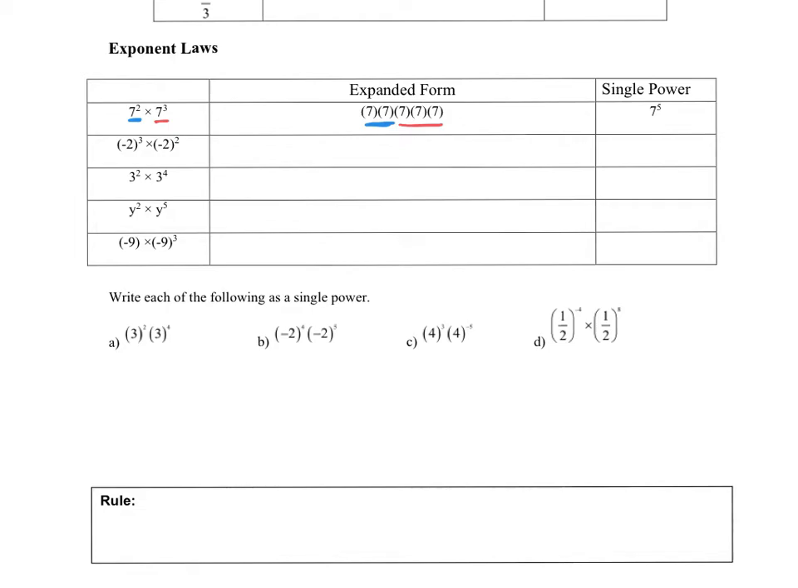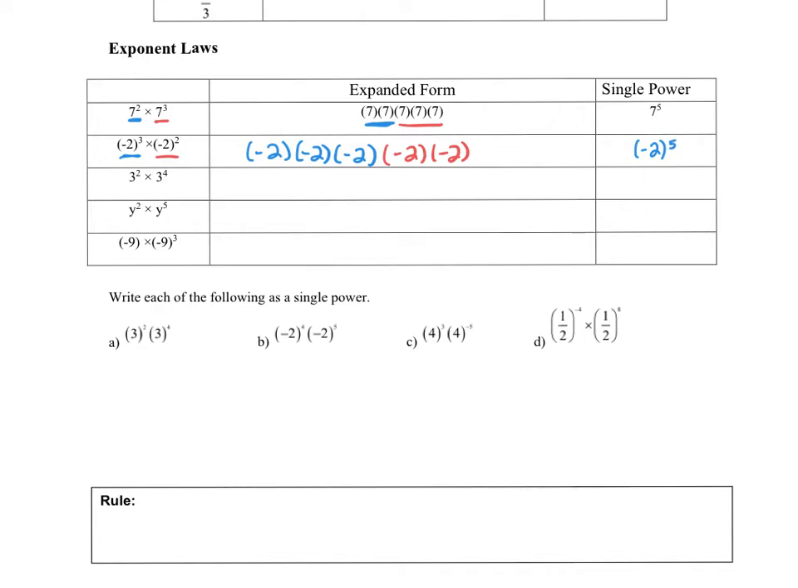In the next example, we have negative 2, which is our base, cubed times negative 2 squared. So I'm going to write out negative 2 times negative 2 times negative 2, which is negative 2 cubed, and then I'm going to multiply that by negative 2 times negative 2, which is negative 2 squared. So here, as a single power, I can see that I have negative 2 as the base, and it's being multiplied by itself 5 times.